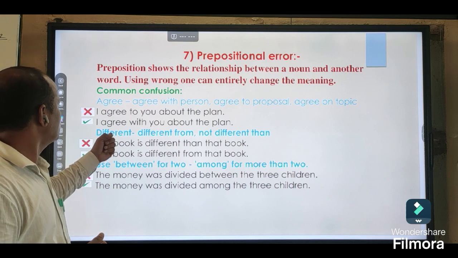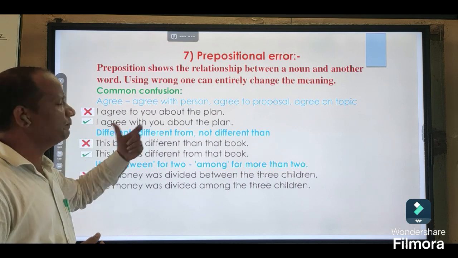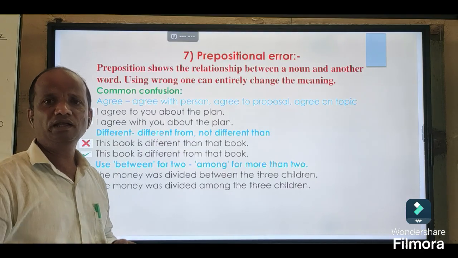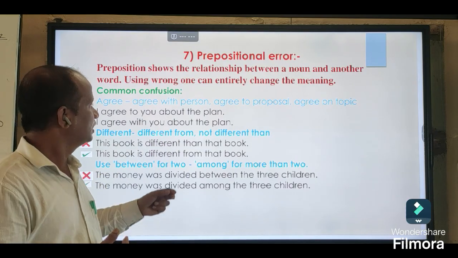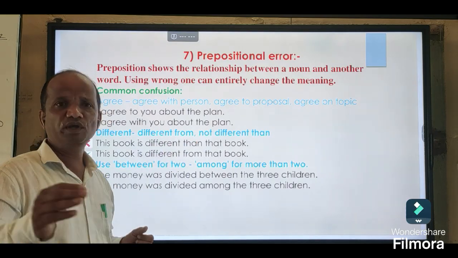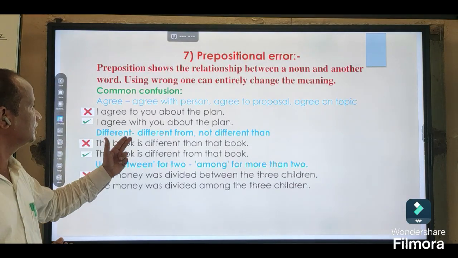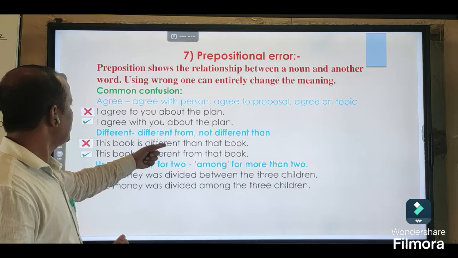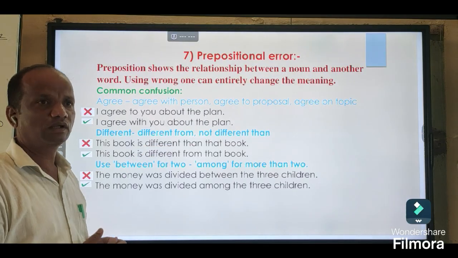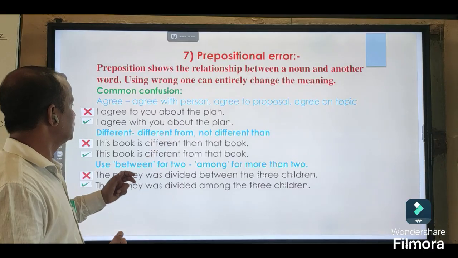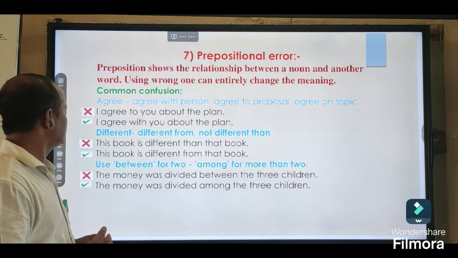Just like agree, we have to use different. The preposition combination should be different from when we are describing it in a positive form, and not different than when we are describing it in a negative manner. For example, this book is different than that book. Here we are using different in a positive term. So we have to say that this book is different from that book, not than that book.